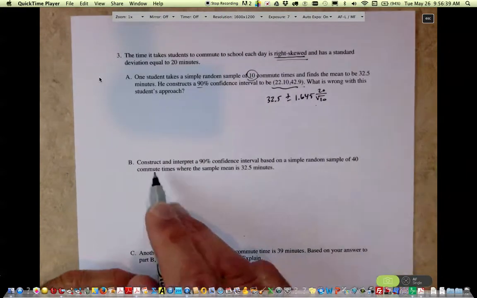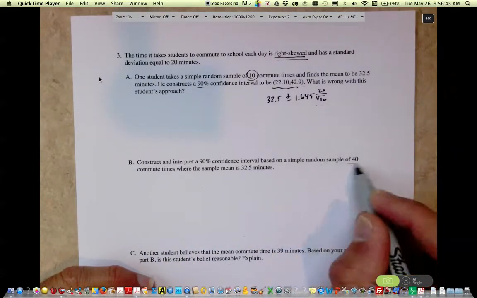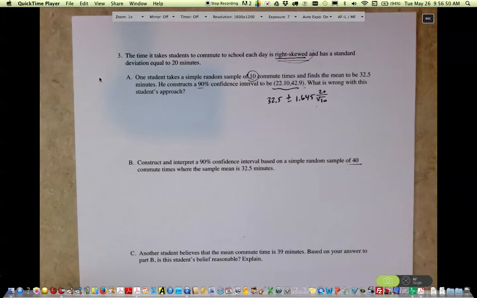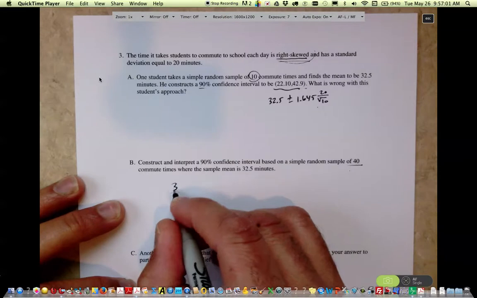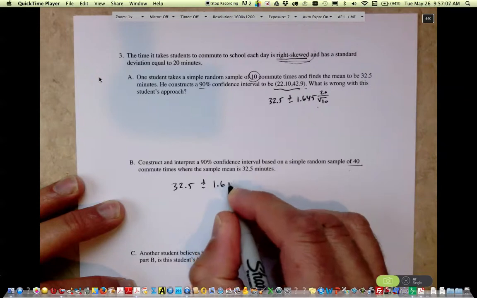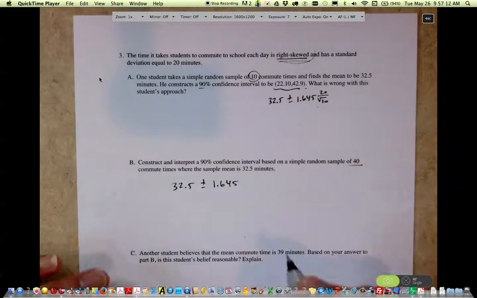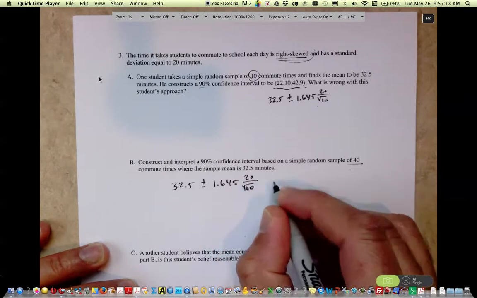Okay, and then the next question says construct and interpret a 90% confidence interval based on a simple random sample. All right, so now we have 40 students, and it's still right skewed, but even though the distribution is right skewed, our sampling distribution will be approximately normal because our sample size is large enough. So to construct this confidence interval, we'll take 32.5 plus or minus 1.645 for a z-score at 90% confidence, and then our standard deviation was 20, and we're going to divide that by the square root of 40.